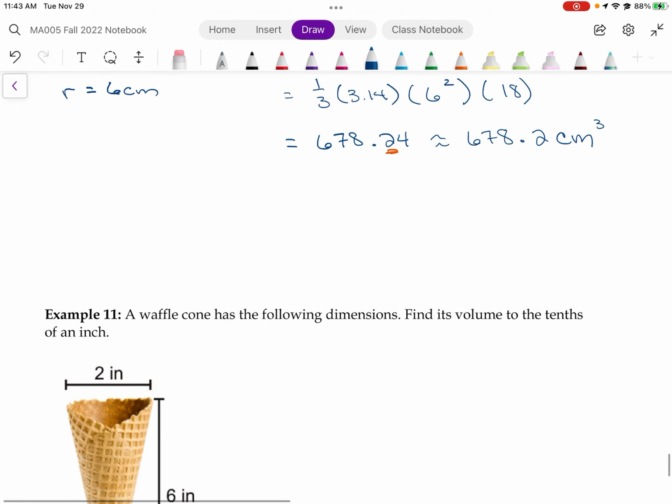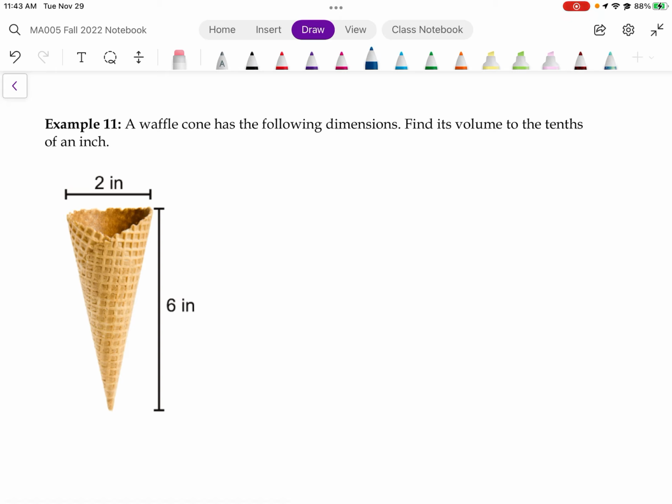All right, last one. Give this one a try. Okay, so you may have used 2 as your radius. Is that the radius? No, the radius is 1 inch, and the height is 6. So if you did that, you might want to pause and redo it and give it a try.